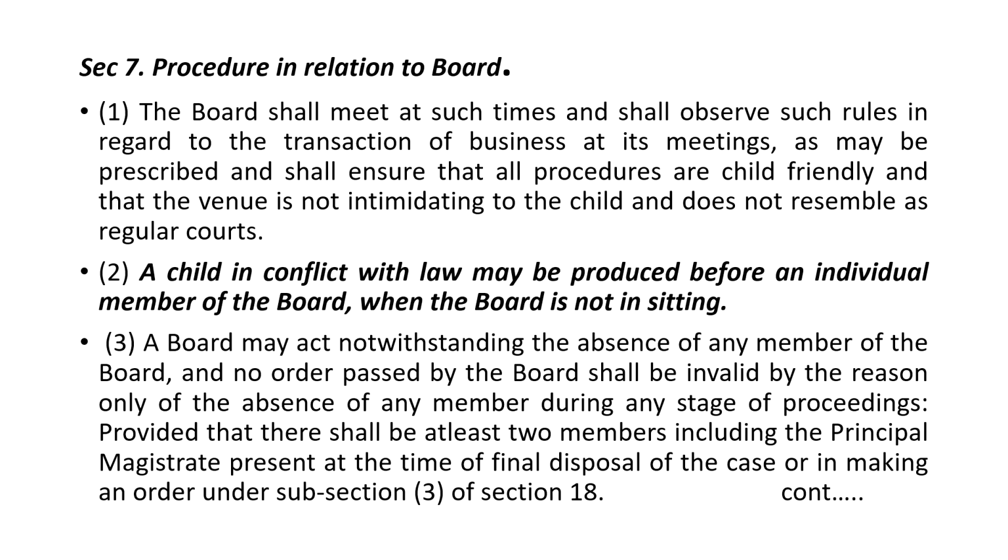A child in conflict with the law may be produced before an individual member of the board when the board is not in sitting. Subclause 3 says, a board may act notwithstanding the absence of any member of the board, and no order passed by the board shall be invalid by reason only of the absence of any member during any stage of the proceedings, provided that there shall be at least 2 members present at the final disposal of the case.